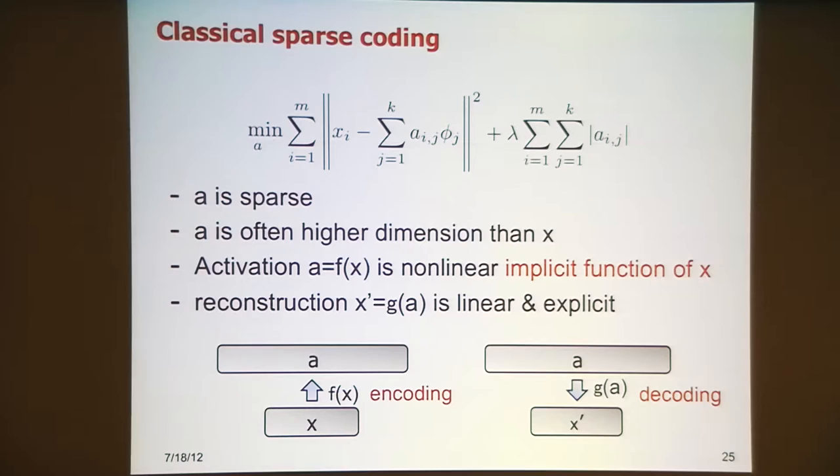And there's also a reconstruction process: given A, the sparse coefficient, you can reconstruct X. So there's the activation function and the reconstruction function, and it's illustrated here. From X, you implement, in this case, an implicit activation function to get the codes, which is the encoding process. Then given the sparse codes, there is a reconstruction function to get an approximation of the original data. So this is a decoding procedure.